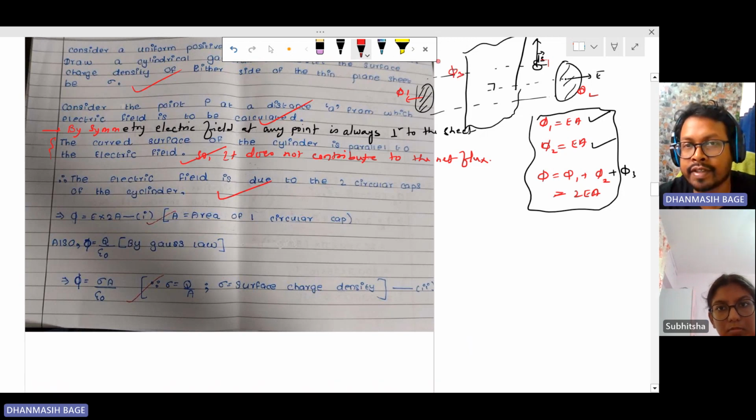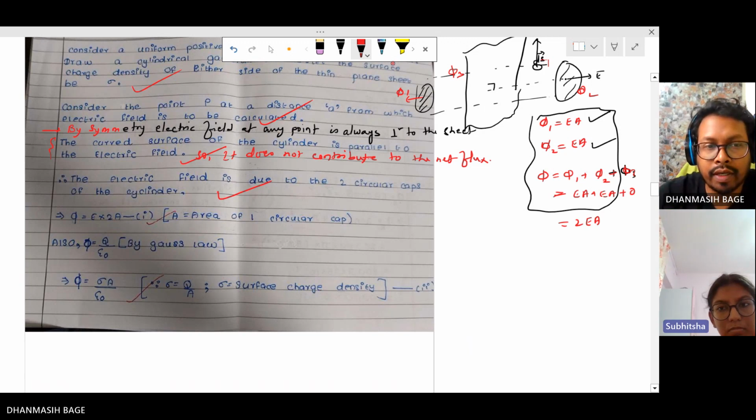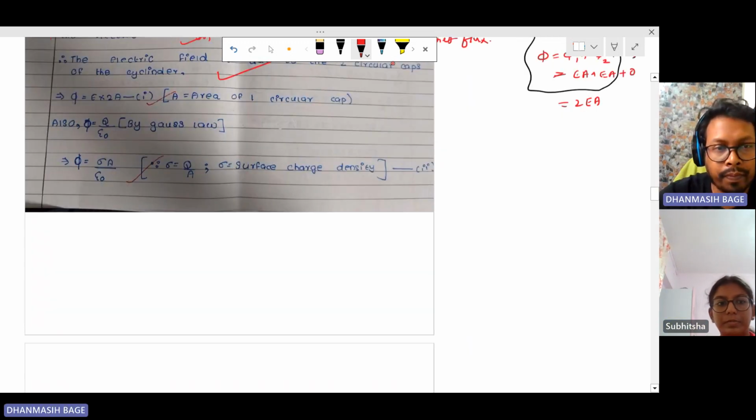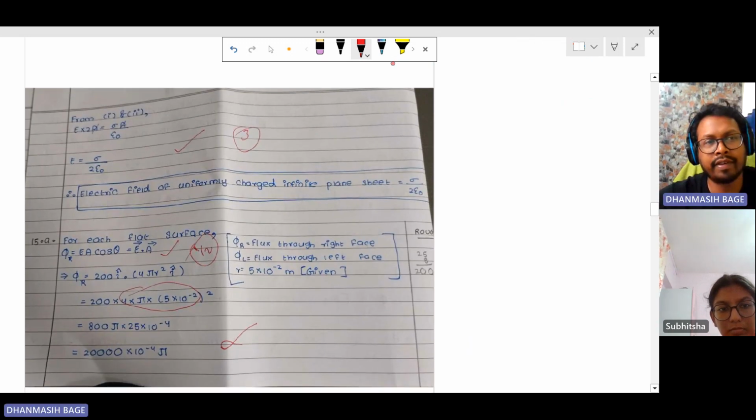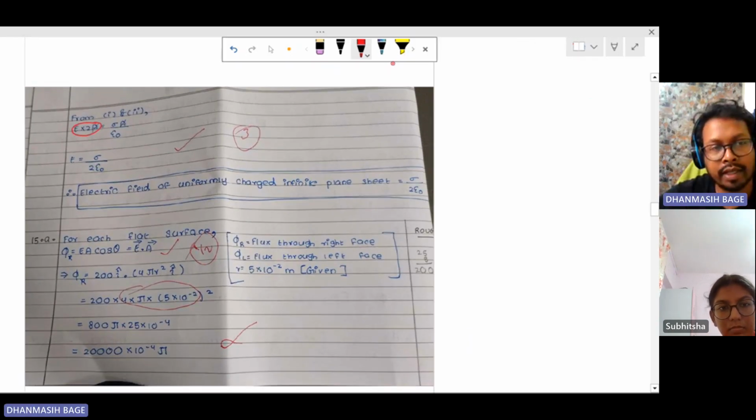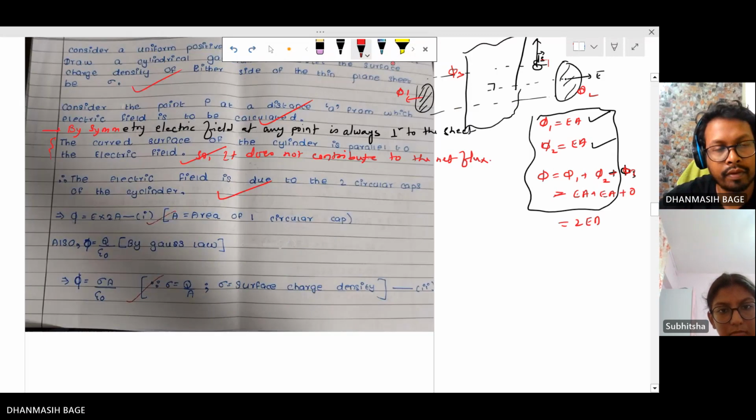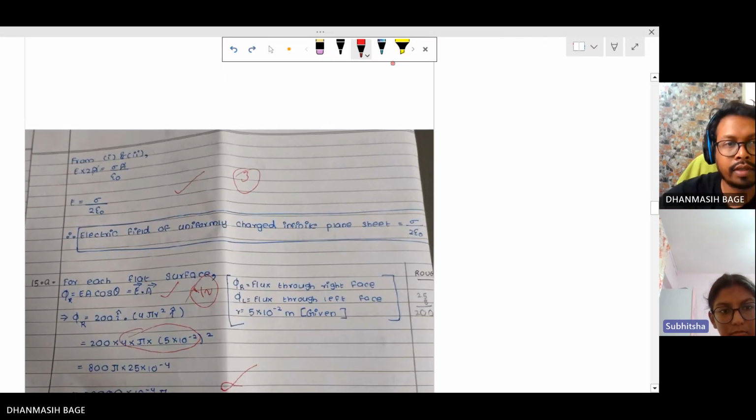There are three surfaces, so you have to mention all of these things here: phi 3, and just mention that this is EA, this is EA, and this is 0. That is 2EA, and that's it, right? Then everything's all right. You got 2EA equals sigma A by epsilon naught.